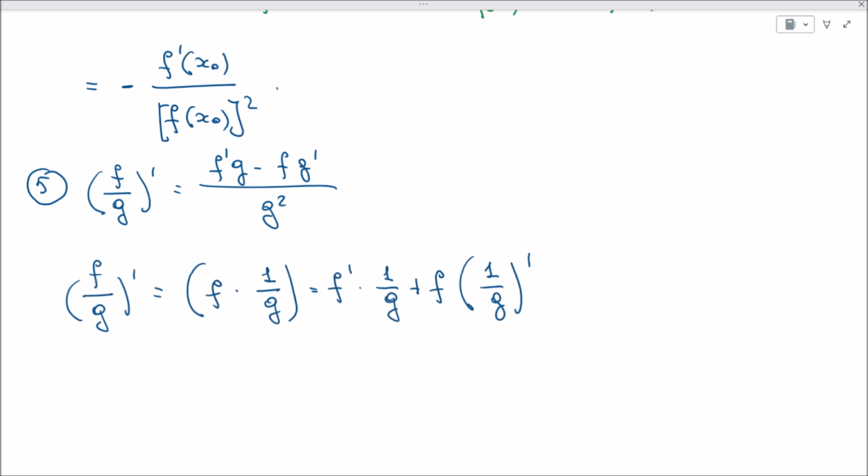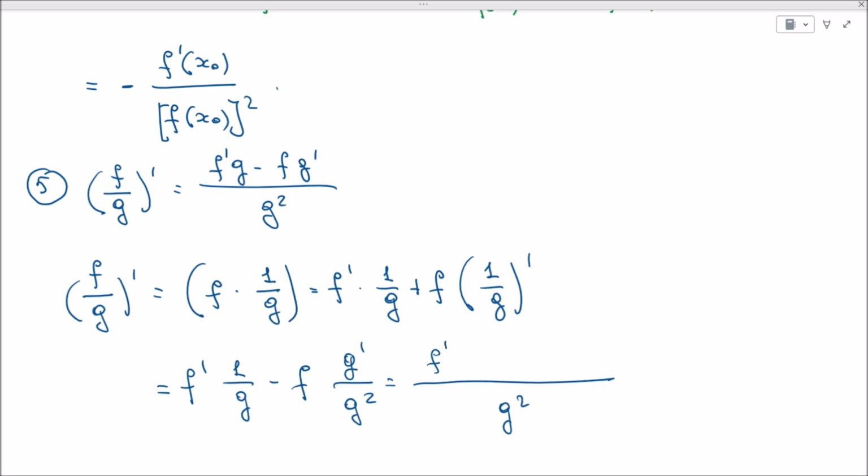And we can now apply the theorem on the reciprocal of a function. So this becomes f prime times 1 over g, and then we have minus f times g prime divided by g to the square, which if we make into a single fraction, we get g squared in the denominator, and then we have f prime g minus f g prime, which is exactly what we wanted to prove.